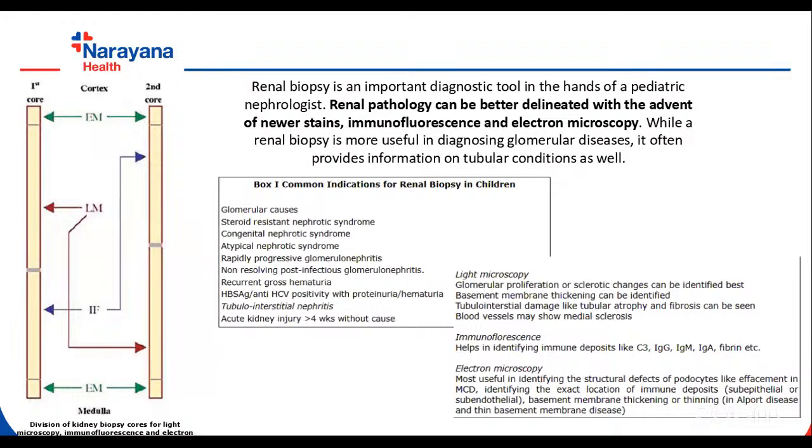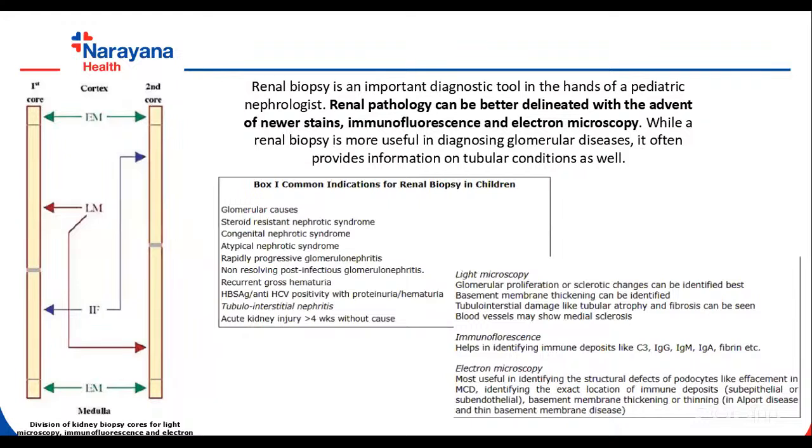While they say it is more useful in the diagnosis of glomerular disease, it also helps to provide information on certain tubular conditions as well. These are a few indications, like nephrotic syndrome, steroid-resistant and congenital nephrotic syndrome, and rapidly progressive glomerulonephritis, and these are the various points which can be seen in light, immunofluorescence, and electron microscopy.